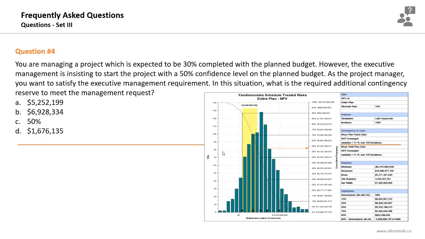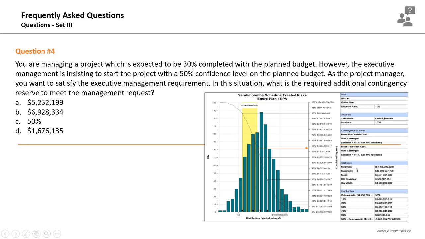Question number 4. You are managing a project which is expected to be 30% completed with the planned budget. However, the executive management is insisting to start the project with 50% confidence level on the planned budget. As the project manager, you want to satisfy the executive management requirement. What is the required additional contingency reserve? We solved 2 questions similar to this one earlier. You just need to determine the expected budget at 30% confidence level and the expected budget at 50% confidence level. The difference between the 2 figures will represent the required contingency reserve.